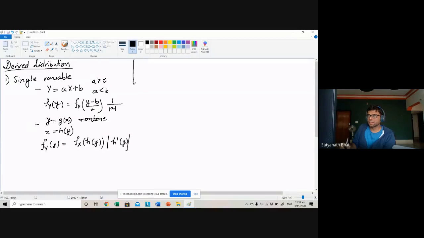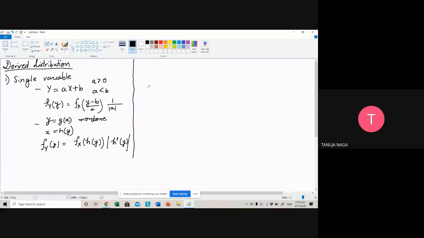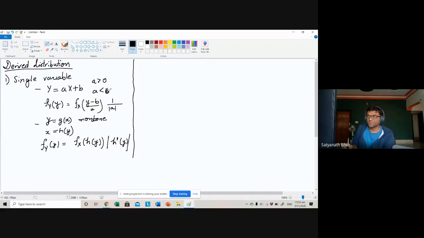Since I don't hear anything, I'm assuming everything is okay. Is it necessary that a should be less than b? I'm sorry, I meant to say a greater than 0 as well as a less than 0. Two cases we saw, right? Yes, it was just a mistake. So there is no relation between a and b. There is nothing.